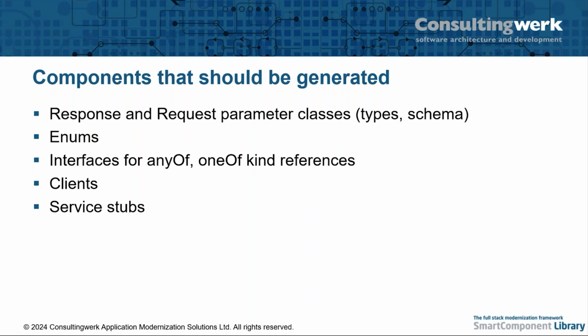There's certain things in the Swagger document that require us to generate interface types, when we need to define properties that could be of either that or that type. Then we need to define the property as an interface, and the two classes that are the options need to implement that interface. The client can be generated out of the Swagger document, and the service stubs.